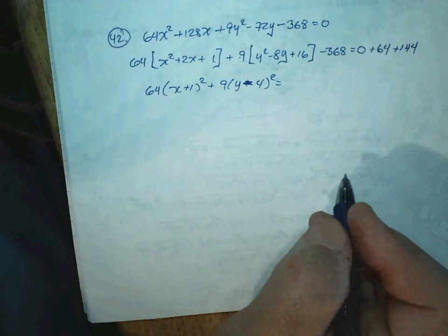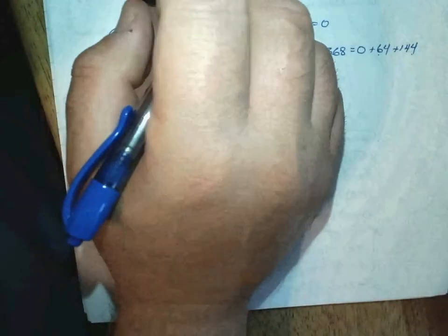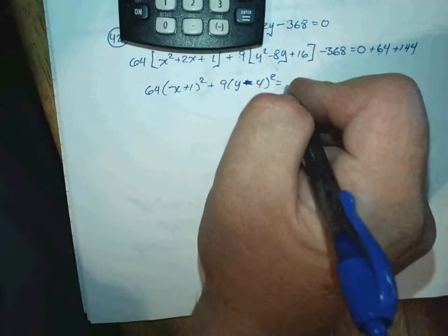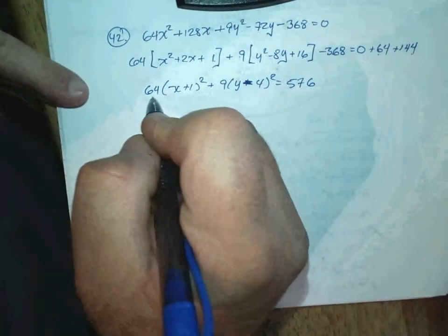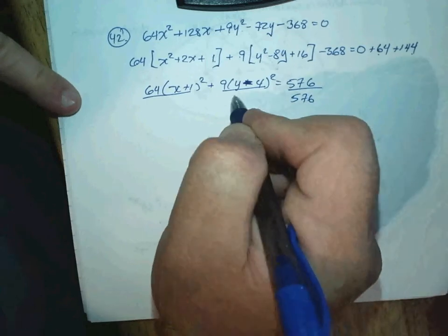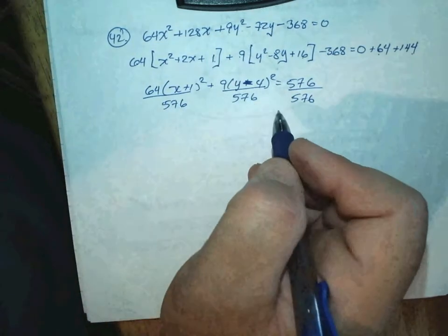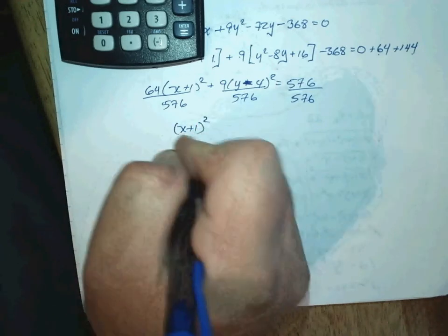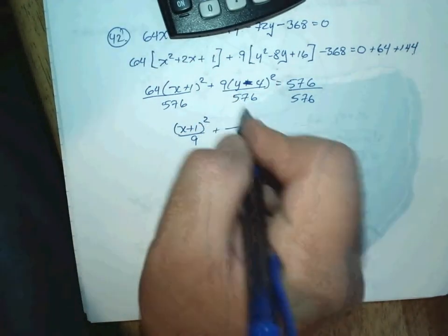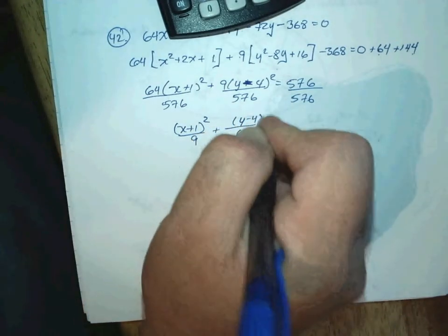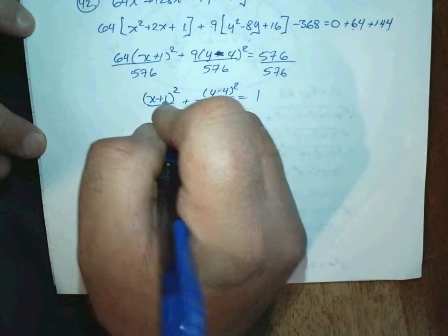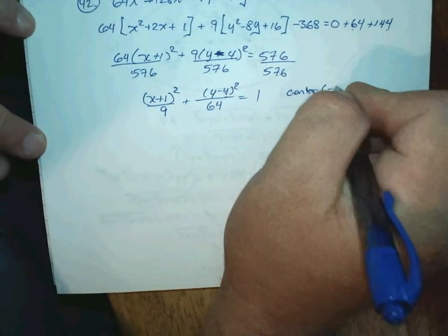All right. So 64, this is x plus 1 quantity squared plus 9 y minus 4 quantity squared. And we have 64, 144, and let's add the 368 to that. So 144 plus the 64 plus the 368. And that gives me 576. Now, if I divide everything by 576, I'll get the 1 that I need on the right-hand side. 576 divided by 64 is 9. That means that 576 divided by 9 is 64. And there's our standard form.